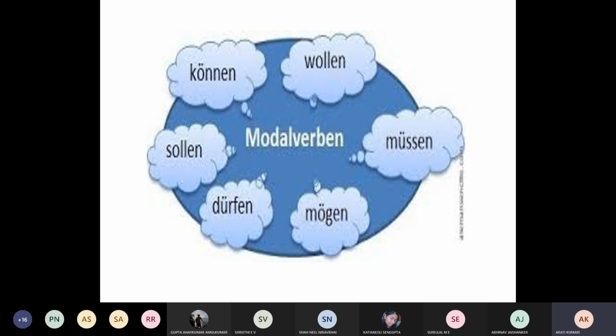In English, you'll say, I shall do this, or I can do this. So first you put the subject, then you put the modal verb, and then you put the main verb. Do is the main verb. And then whatever the rest of the information you have to give.